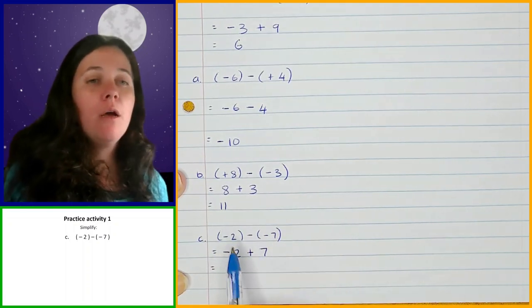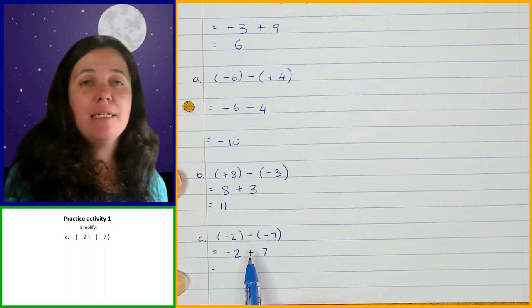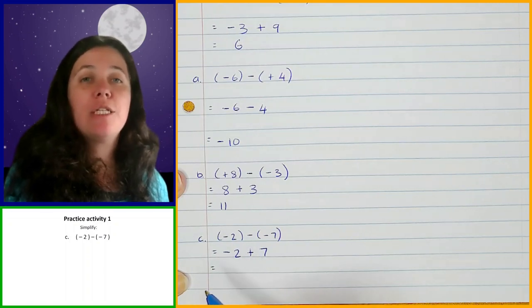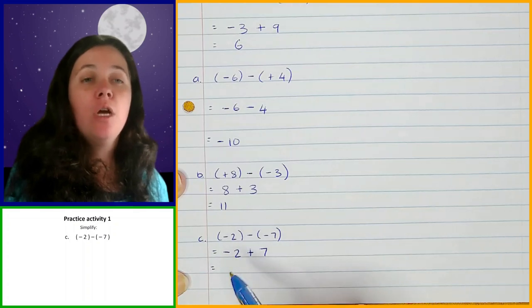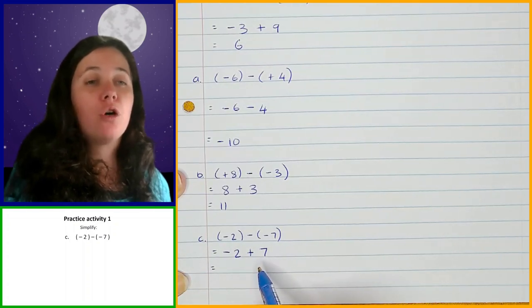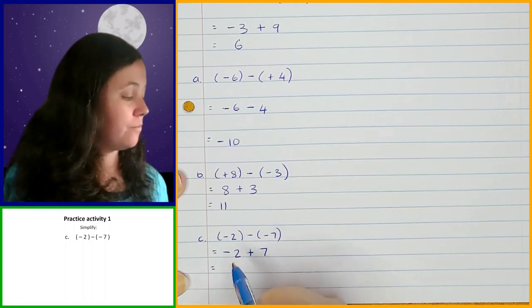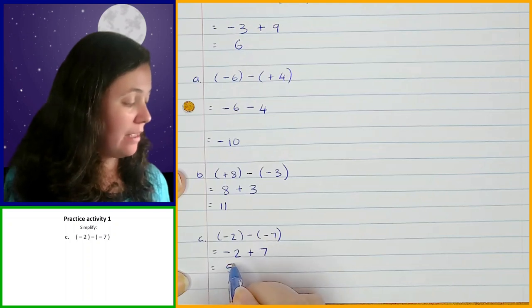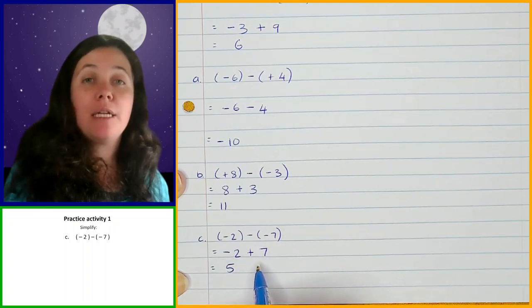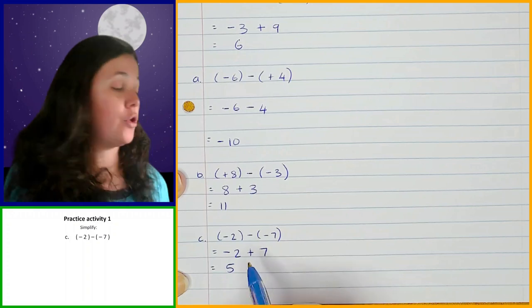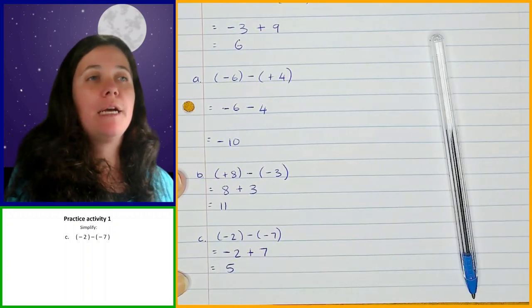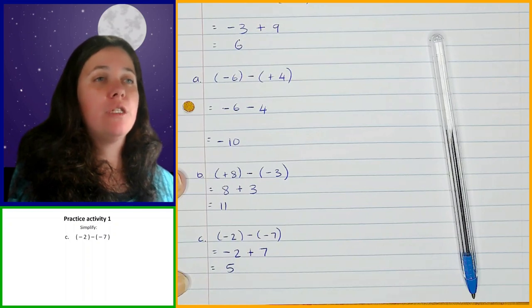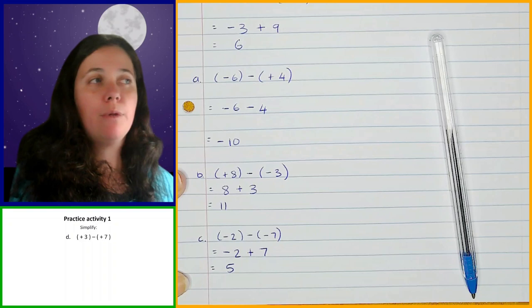Okay, so now both of these have got different signs. So when we have different signs, we need to subtract the absolute values and keep the sign of the larger absolute value. So in this case, I've got 7 minus 2. That gives me 5. And the 7 is positive. That's the one with the higher absolute value, so my answer is going to be positive as well. Okay, so now you're going to do the last one, question D. And you have 1 minute for this one as well.